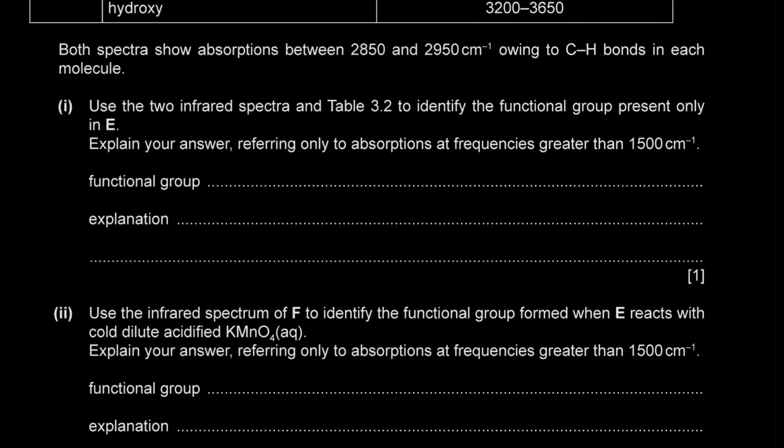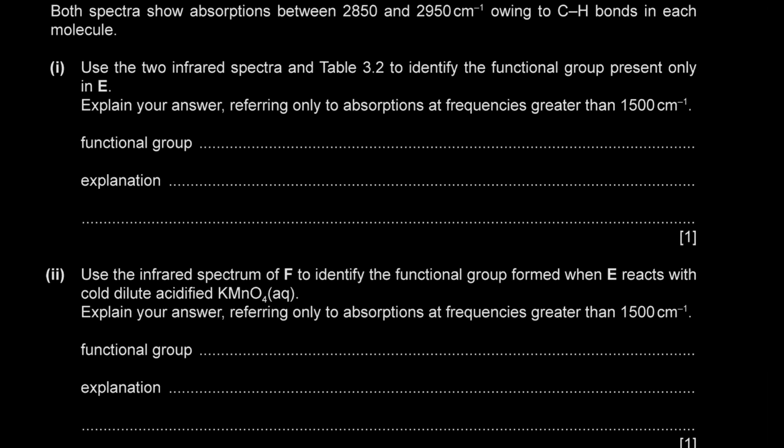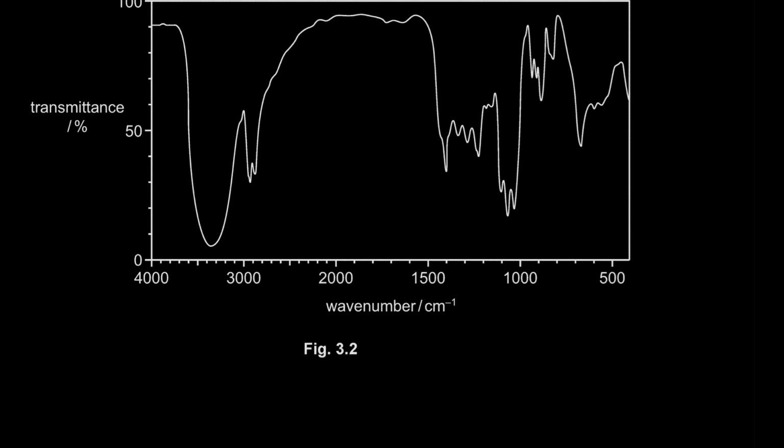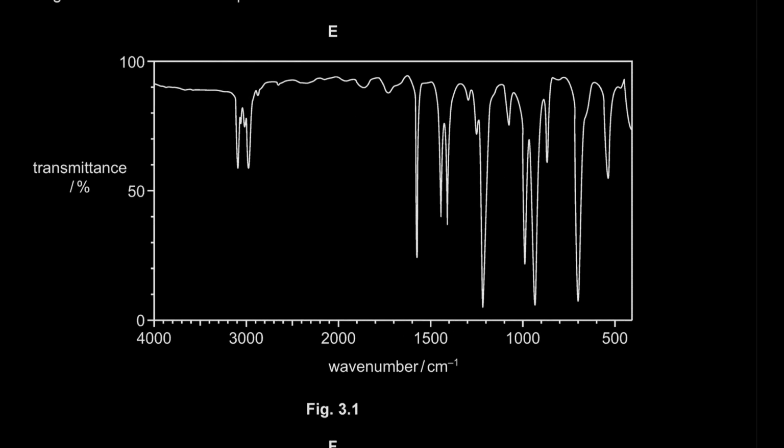Both spectra show absorptions between 2850 and 2950 wavenumbers, owing to C-H bonds in each molecule. Use the 2 infrared spectra and table 3.2 to identify the functional group present only in E. Explain your answer referring only to absorptions at frequencies greater than 1500 wavenumbers. So what absorption is present in compound E that wouldn't be present in compound F?